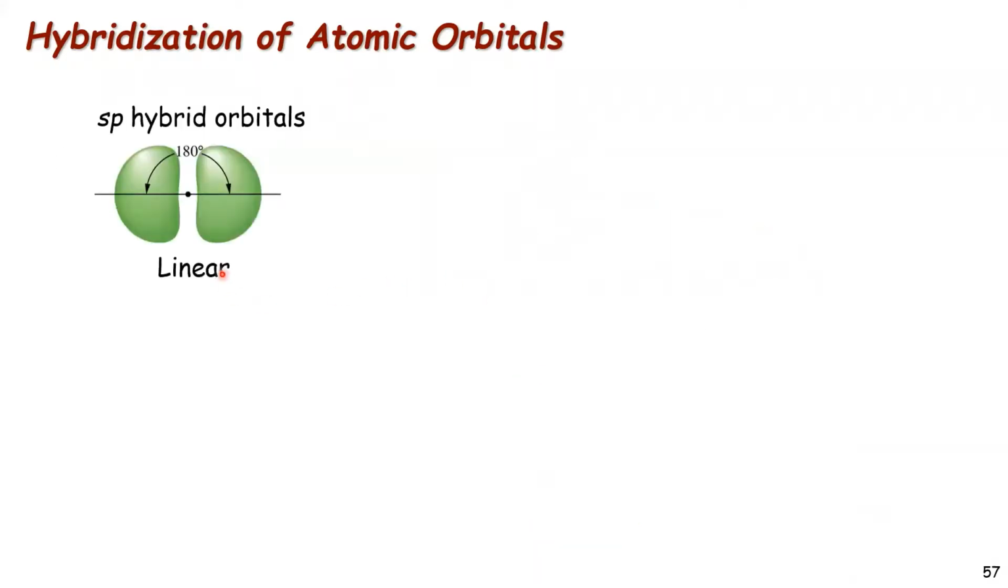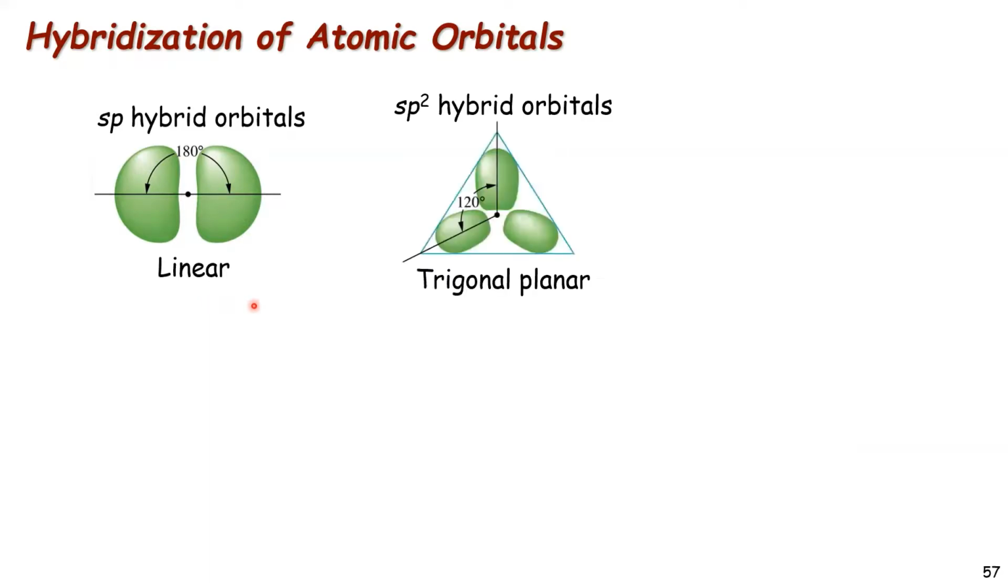So if we have 2 regions of electron density, we're going to have sp hybrid orbitals. And again, only central atoms have these hybrid orbitals. The outer atoms would have only their atomic orbitals. So it's only the central atoms that hybridize. If we have 3 regions of electron density, we use the 1 s and 2 p. So these are our 3 sp2 hybrid orbitals, and they have an electron geometry of trigonal planar.